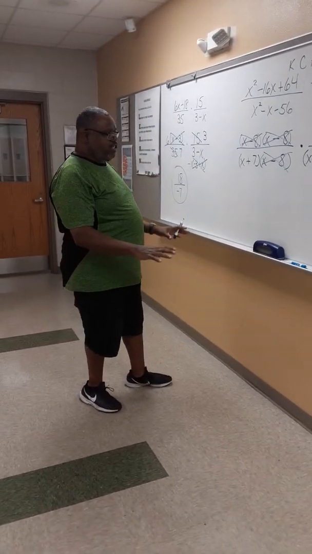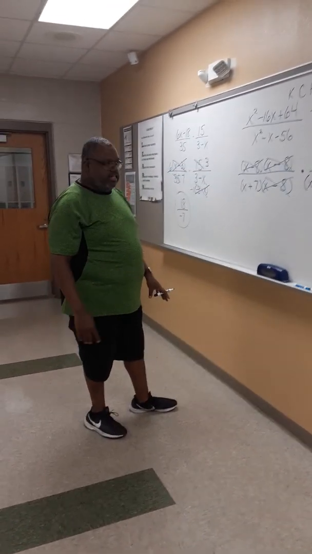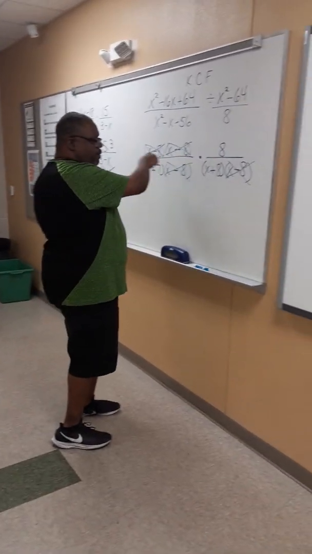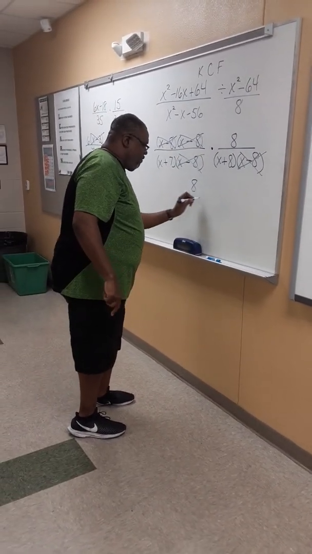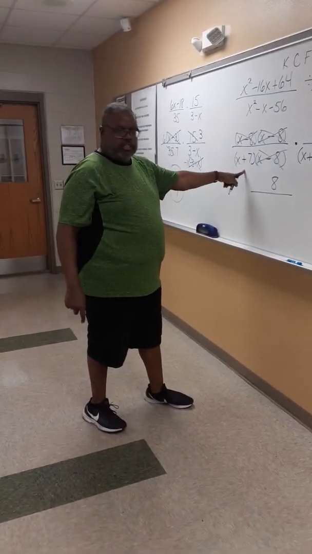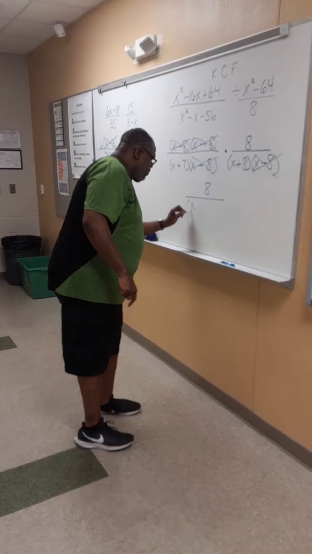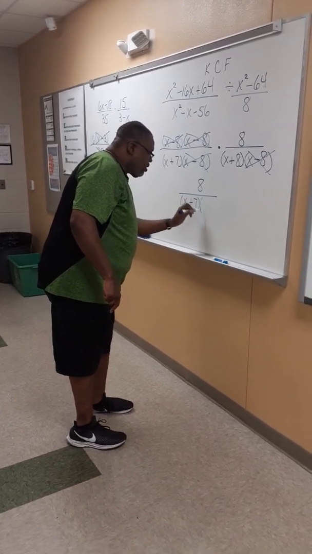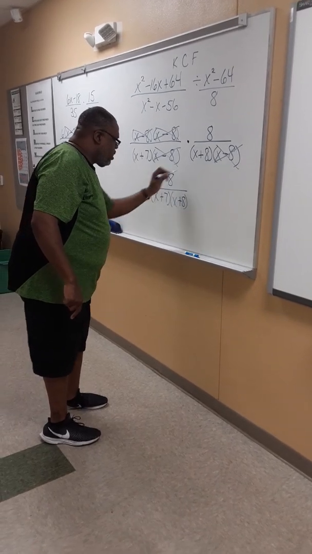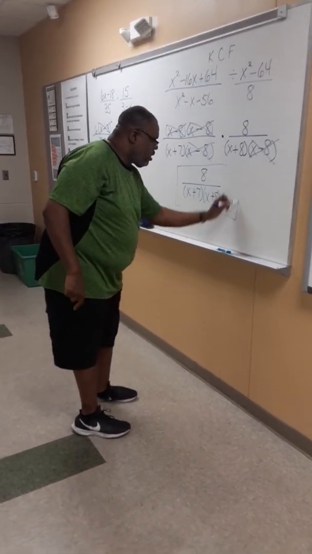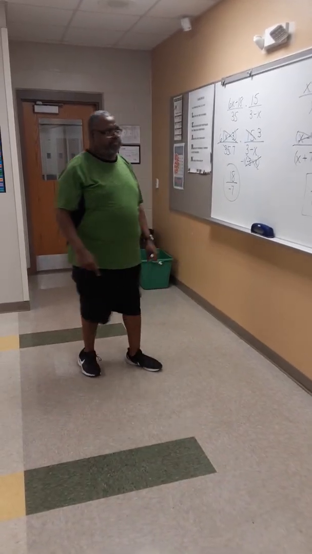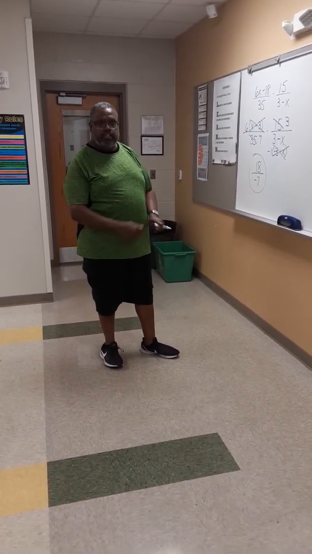Okay, so I canceled everything I could. So now I got some stuff left over. On top, I got the 8 left over, all over x plus 7 times x plus 8. And I am so done with that problem. Okay? Any questions on that?